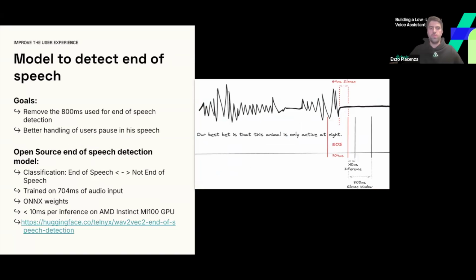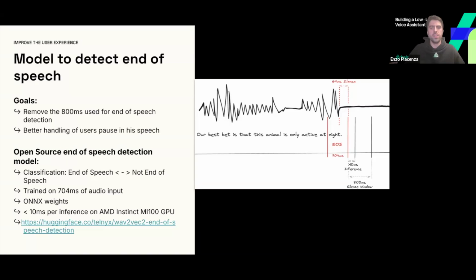Okay, so first we decided to change a bit the way we were detecting end of speech. At first, we were waiting for 800 milliseconds. It means we would never be able to go below 800 milliseconds to answer something, so we wanted to change that. And something else was: if a user makes a pause of 800 milliseconds, let's say, and then resumes speaking, then we will interrupt them in the middle, and we didn't like that.